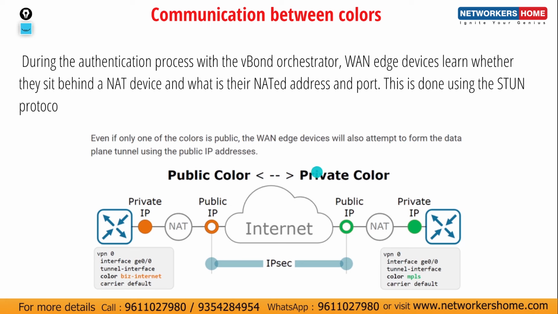What if it is a public color and a private color? Even if one of the colors is public, the WAN edge device will attempt to form the data tunnel using the public IP. It will still try to use the public IP because of the color. This is a default behavior. And as I said, you are going to see all this in a different way when we start using the advanced features. You will see why these colors are like that and why this tunnel formation is like that.